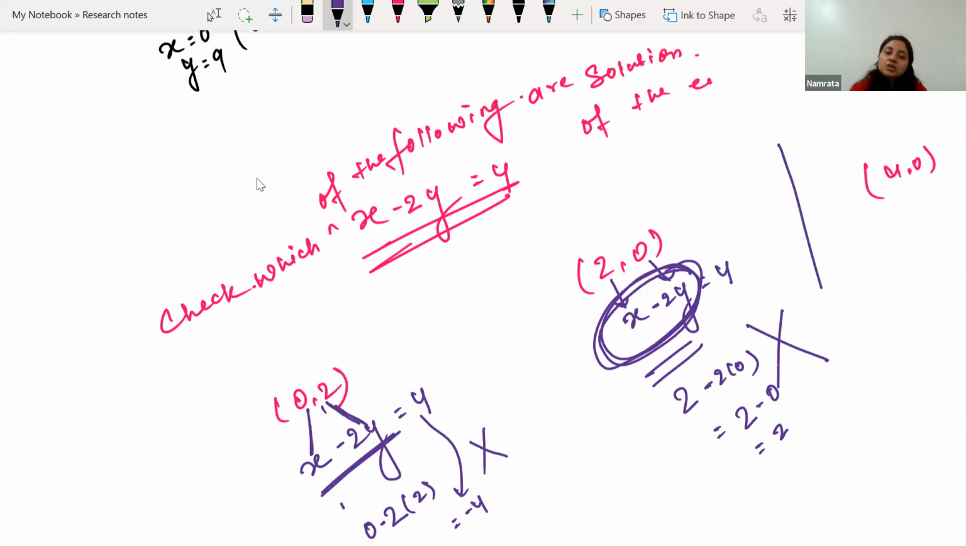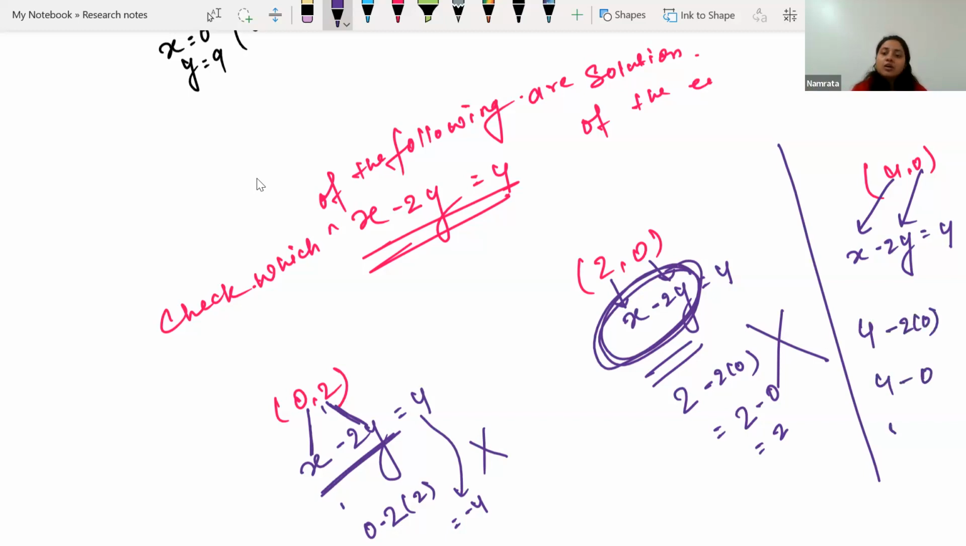What about (4, 0)? We have x minus 2y is equal to 4. Here we substitute the x value and y value, and check whether 4 is coming or not. Why 4? Because on the right hand side 4 is there. So 4 minus 2 times 0, 4 minus 0, 4. Yes, we are getting 4. So yes, this is one of the solutions. That means from infinitely many solutions, this is one of the possible solutions. Is it clear? Yes, ma'am.